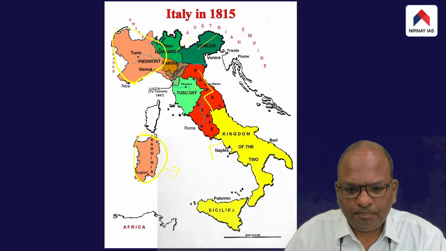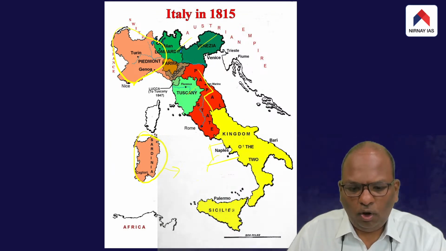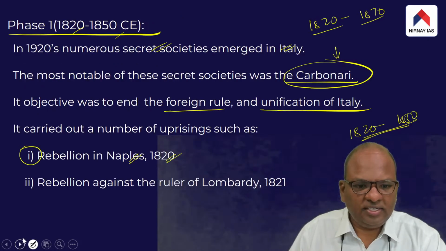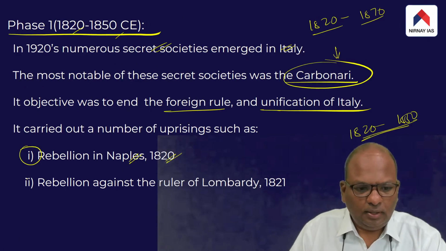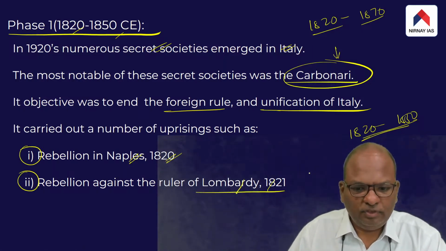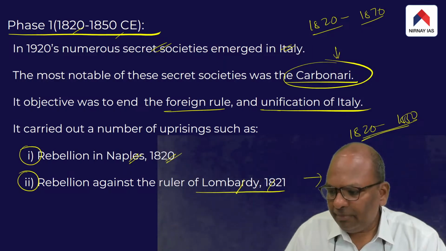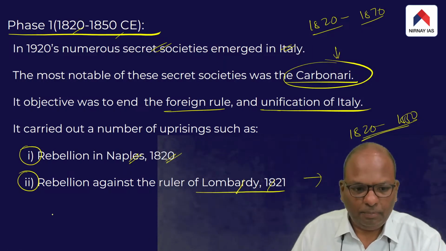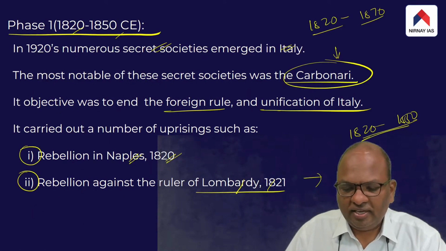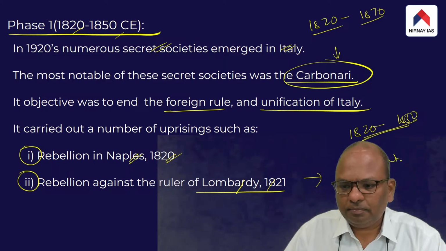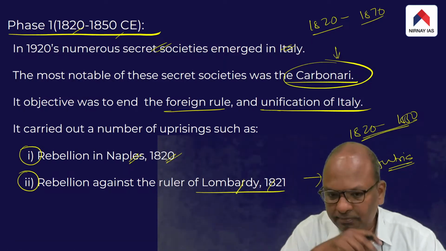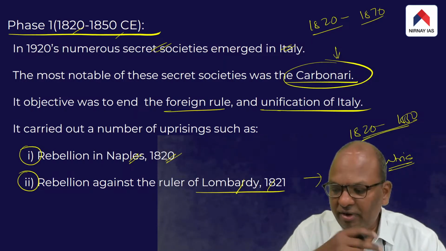Naples was under the control of the Bourbons of Spain. In 1820, it organized a rebellion in Naples. In 1821, it organized another rebellion in Lombardy, which was under the control of the Habsburg of Austria. But both of these rebellions were suppressed by Austria. So Carbonari's efforts went in vain.